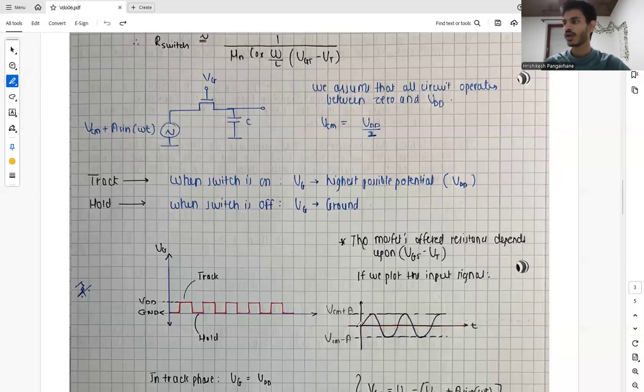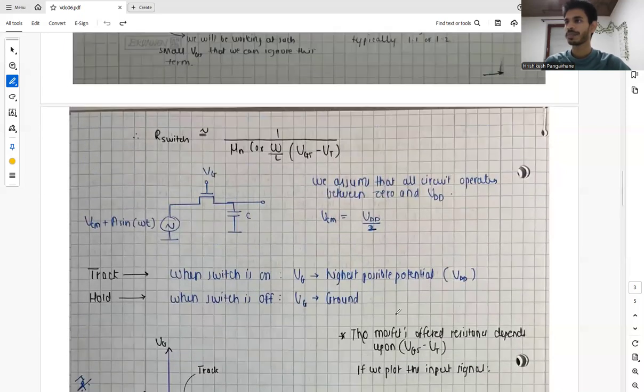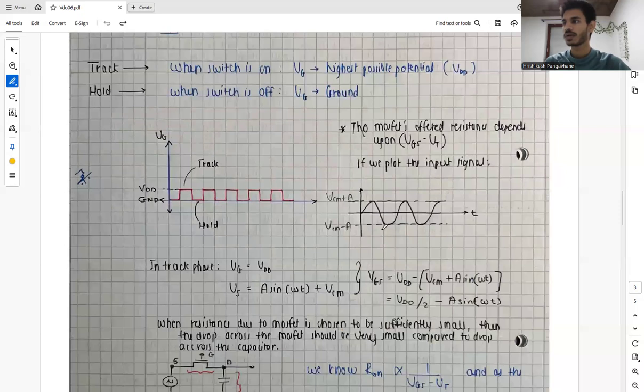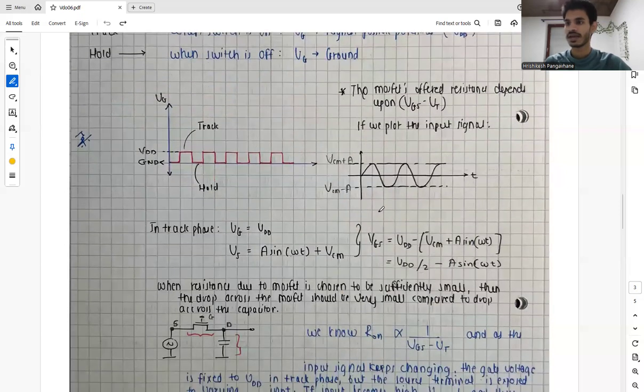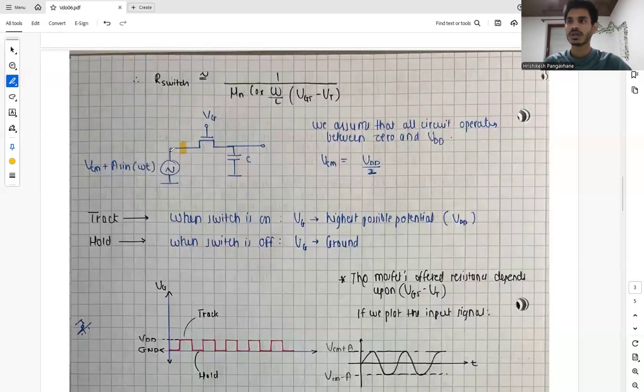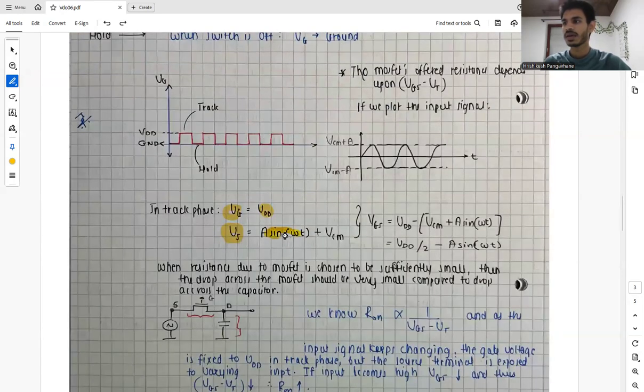The resistance offered by the MOSFET depends on the voltage, to which it is inversely proportional, while this is a constant. So if we plot the input, it is riding on VCM. In the track phase, VG is VDD, but what is VS? What is V source? V source is looking at the input, or basically the input is looking at the V source. So the voltage at source will be A sin omega t plus VCM.